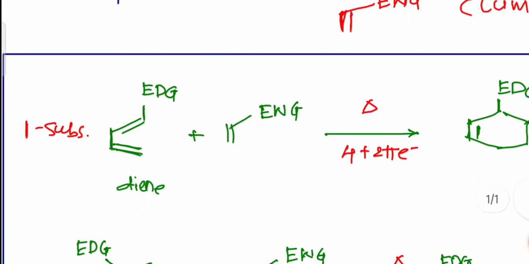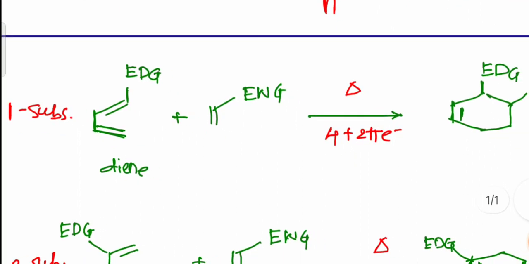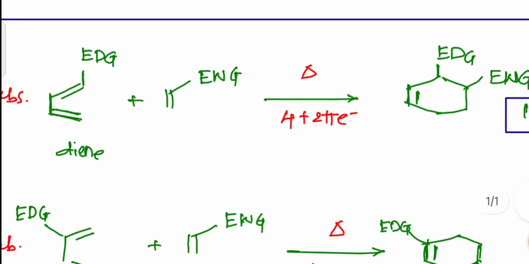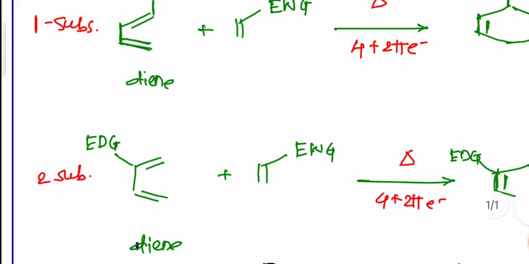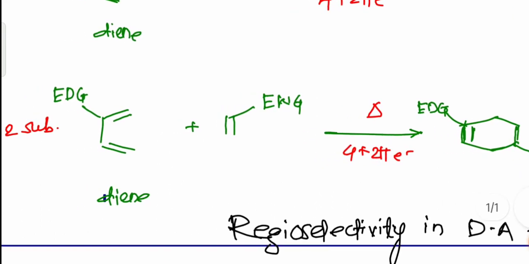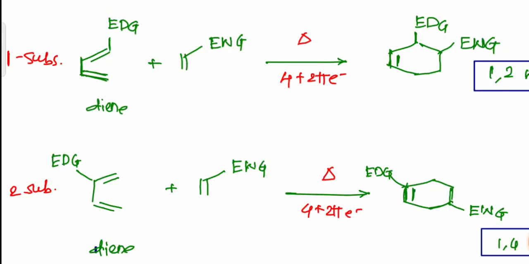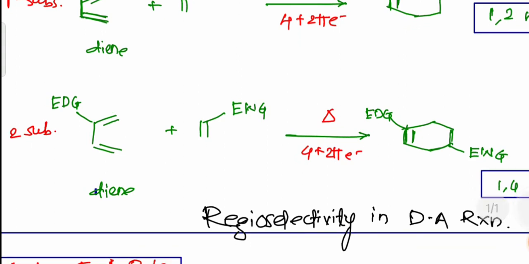So what is the regioselectivity in the Diels-Alder reaction? You know that a 1-substituted diene gives the 1,2 product as major, remember this one, and a 2-substituted diene gives the 1,4 product as major. So 1-substituted diene, 1,2 will be the major; 2-substituted diene, 1,4 will be the major. This is called the regioselectivity in the Diels-Alder reaction, a very important concept.